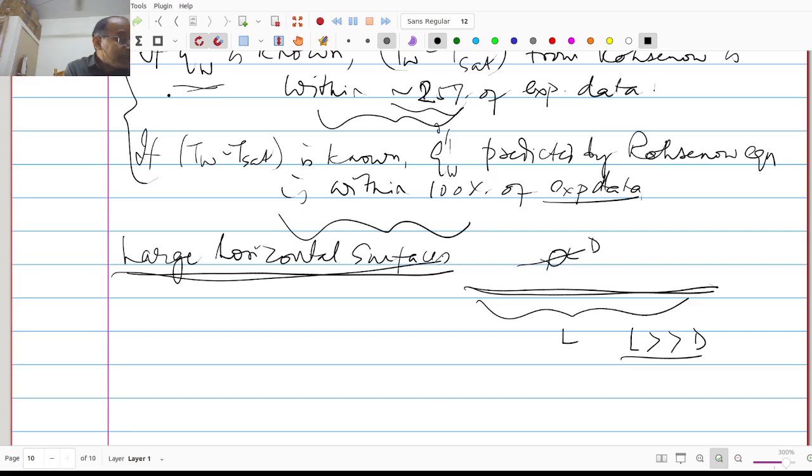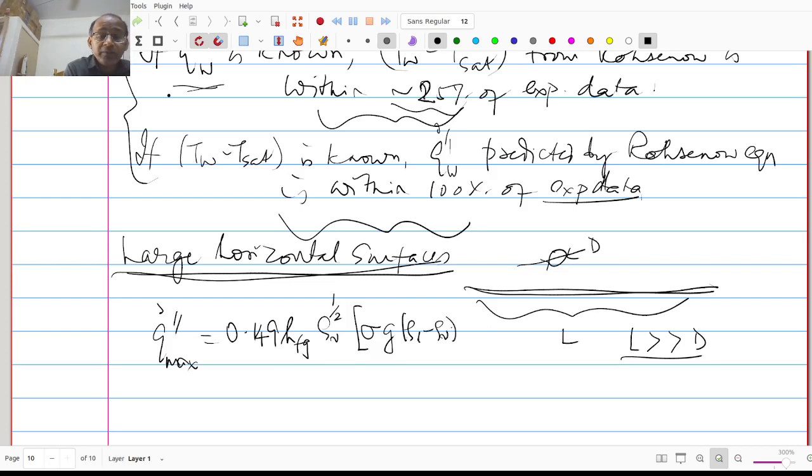So for large horizontal surfaces where the surface is much larger as compared to the size of the bubble, we can use a correlation which is simplified as compared to this, which will be the critical heat flux Q max is equal to 0.149 multiplied by HFG into rho V to the power of half, multiplied by sigma G into rho L minus rho V.